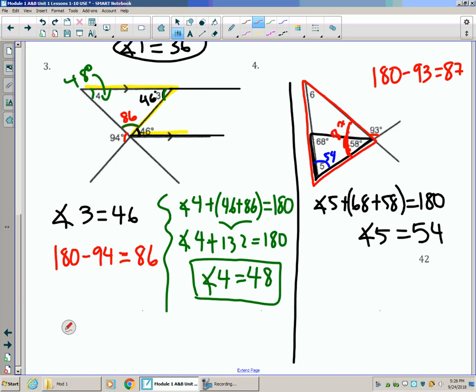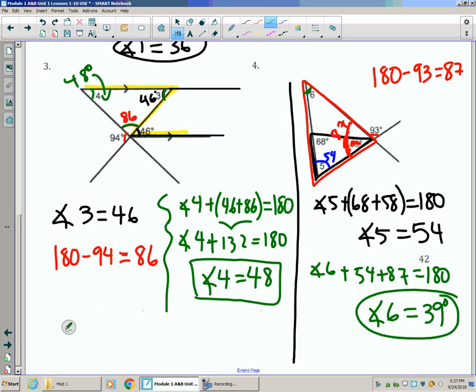Okay, now we're going to ignore what 58 is doing down there. I just care about the big red triangle. Now that I have almost all of my angles, I could just go ahead and say, well, if I add angle 6 plus 54 plus 87, I should be getting 180. The sum of all interior angles of a triangle is equal to 180. Do some algebra, and I could determine that angle 6 is in fact 39 degrees. Okay, so pause the video, take some notes.